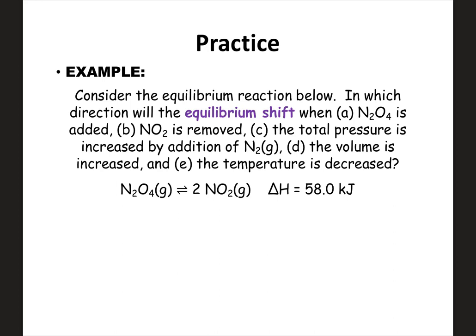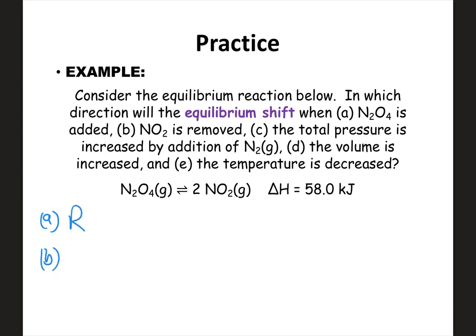All right, so now I'm going to walk through these answers here. So the first one, A, says N2O4 is added to the equilibrium. So you have more here of a reactant. So the equilibrium needs to shift to use up this added reactant. So it's going to go to the product side. All right, so for A, you're going to go to the right here, and you're going to form products.